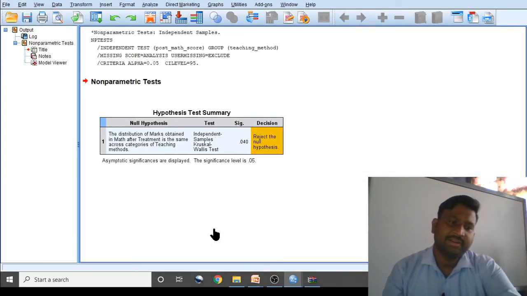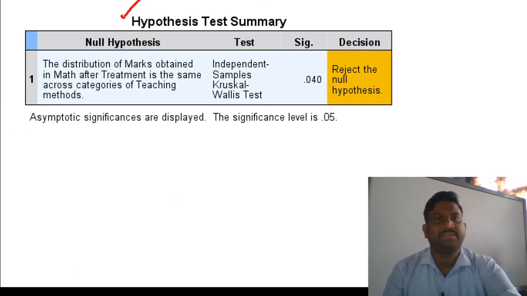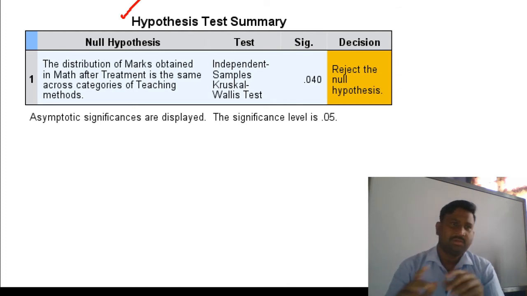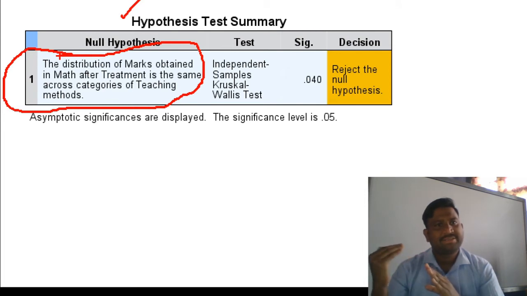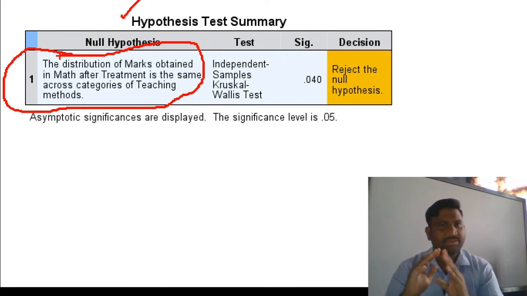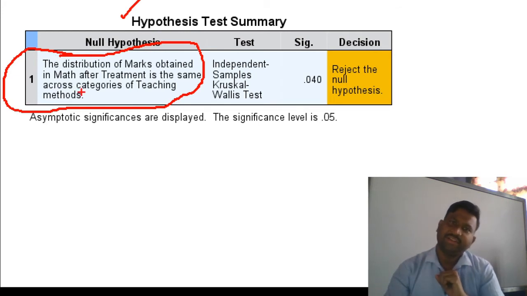So after clicking on run, in our output window, this result will come. Hypothesis test summary will come. So here is the null hypothesis: the distribution of marks obtained in maths after treatment is the same across the categories of teaching method. It means we have a similar distribution of marks for each category of the teaching methods. The name of the test is Kruskal-Wallis test.